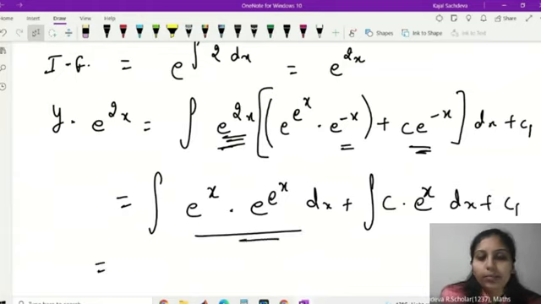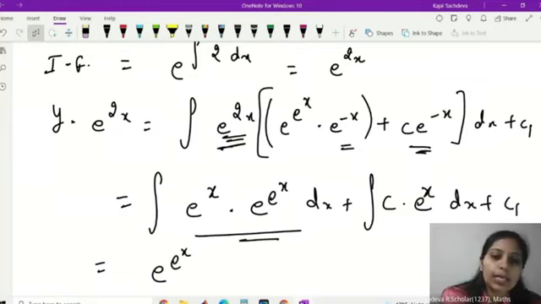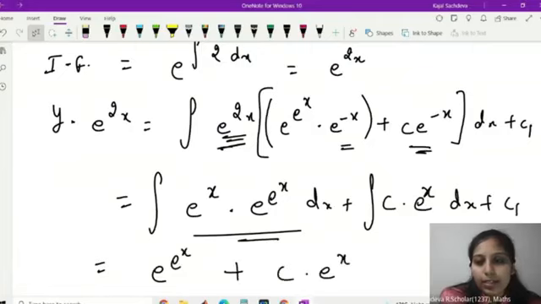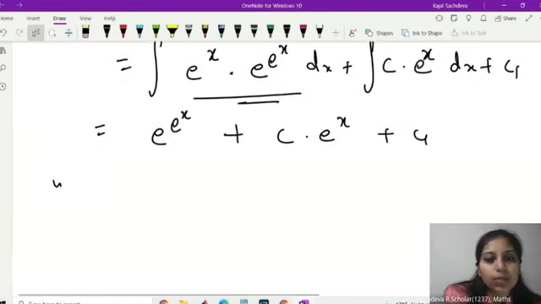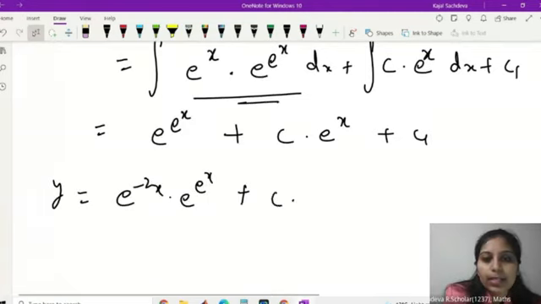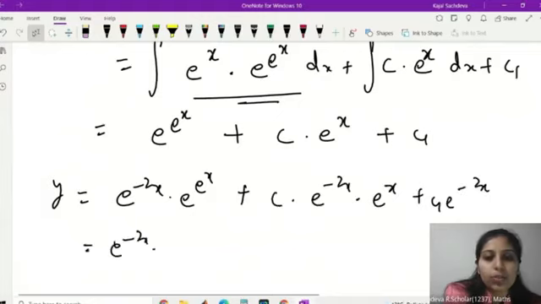So here again we put e^x equal to t and substitute. We get e^(e^x) like in the preceding one, plus here we get the integration c e^x plus c1. So we get y e^(2x) is equal to this. So y is equal to e^(-2x) e^(e^x), plus c e^(-2x) e^x, plus c1 e^(-2x). So this is our final solution.